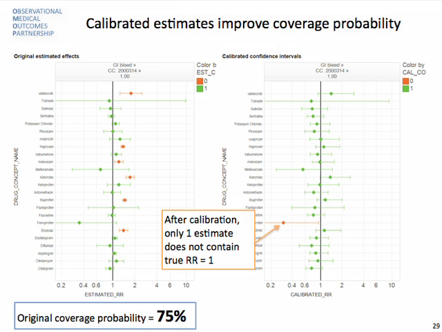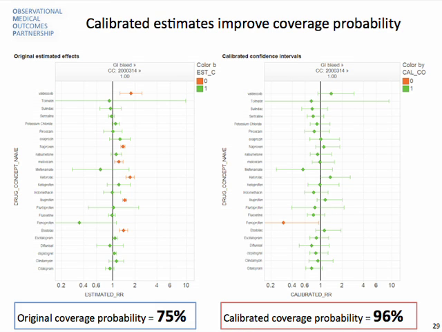One consequence of that was this one down here, fenoprofen. It actually covered the nominal value of 1. But unfortunately, due to our calibration, because we basically said we need to shift everything a little bit down, we just shifted that one from covering the nominal value, shifted it down, so now it's actually saying that it's preventative. Well, okay, so we got one wrong. We fixed 6 of them, but we got one wrong. Well, that gives us a coverage probability of 96%.